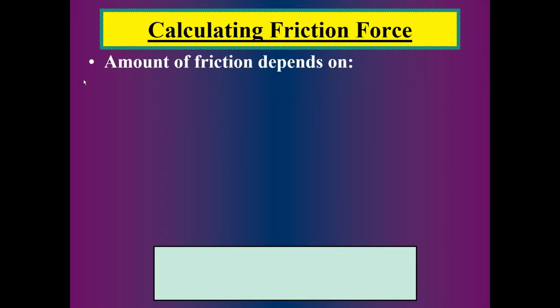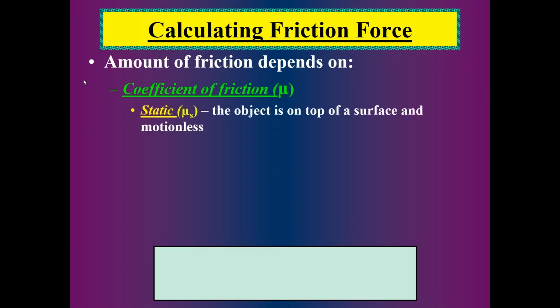Now we're going to calculate the friction force. The amount of friction is going to depend on the coefficient of friction, which we call mu. We have the static coefficient of friction, which we'll call mu s. This is when the object is on top of the surface and motionless. And the kinetic coefficient of friction, which we'll call mu k. This is when the object is sliding across the surface.